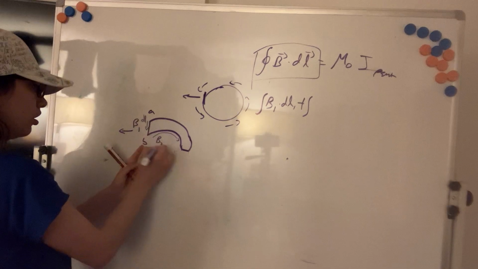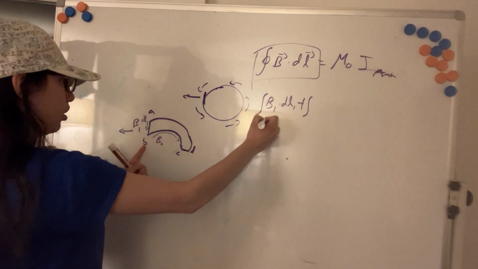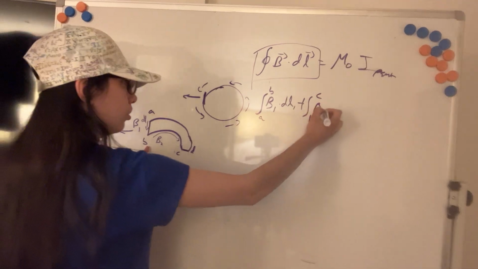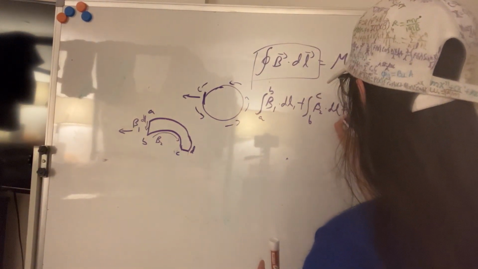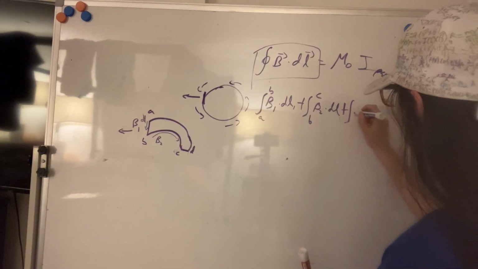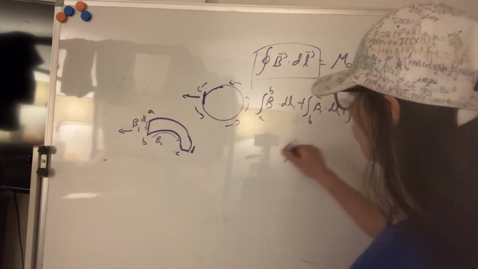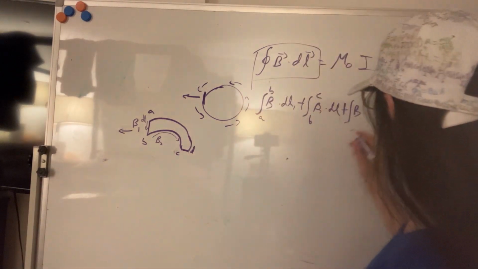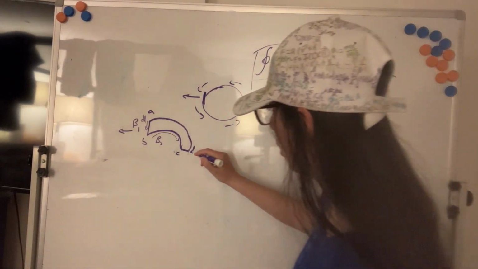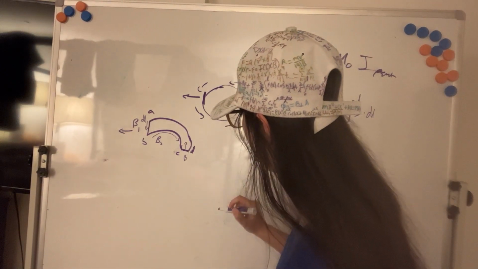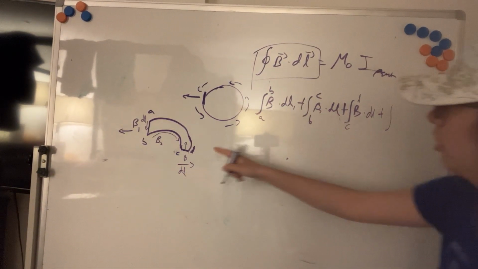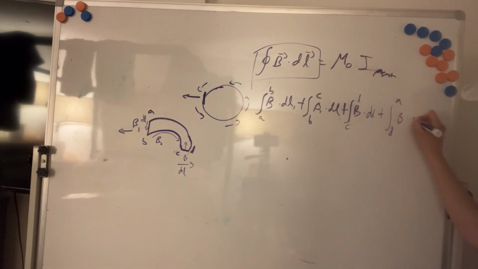Actually, let me mark A, B, C, D. So from A to B, then from B to C of B2 dot dl2, plus the magnetic field from C to D dot dl. So here, this is the direction of the magnetic field, and this is the direction of the L, plus from D to A of B dot dl.